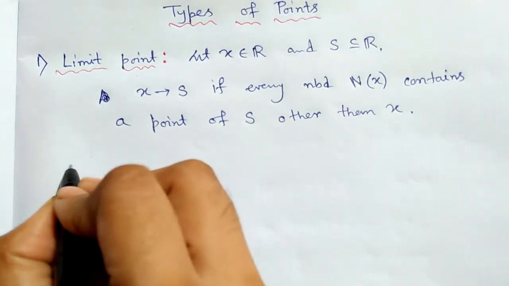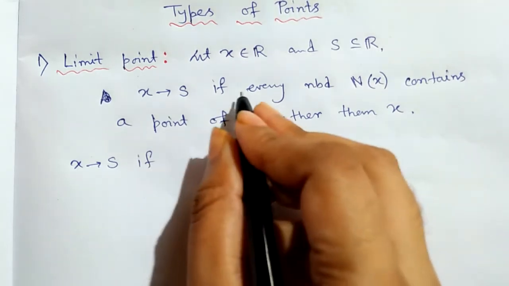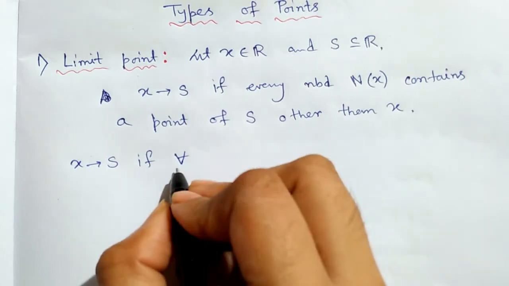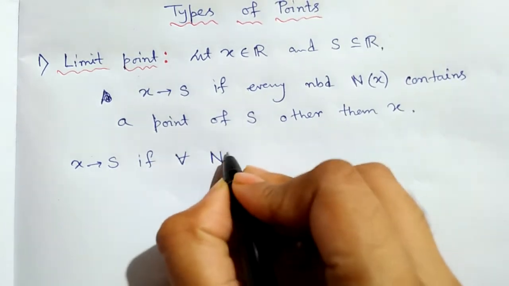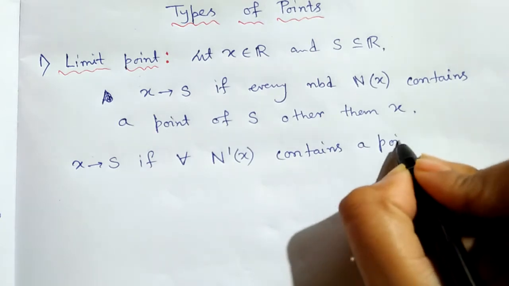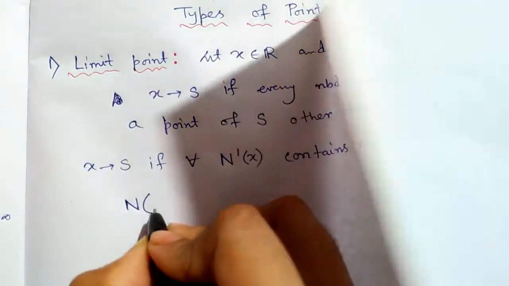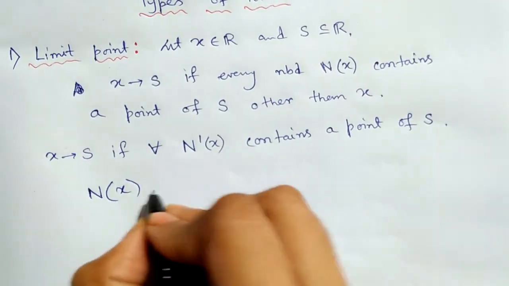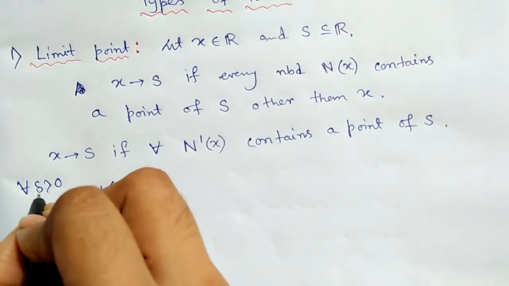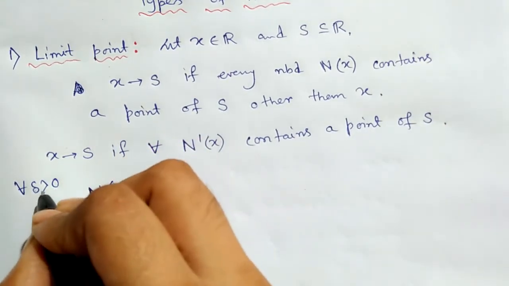or in other words, x is said to be a limit point of S if for every, symbolically written in this way, for all deleted neighborhood of x contains a point of S. So just for recap, a neighborhood N(x) is nothing but a delta neighborhood, for delta greater than 0, that is, delta is a positive real number.